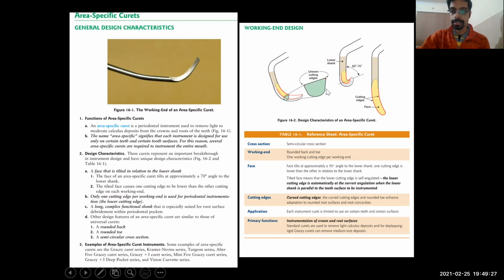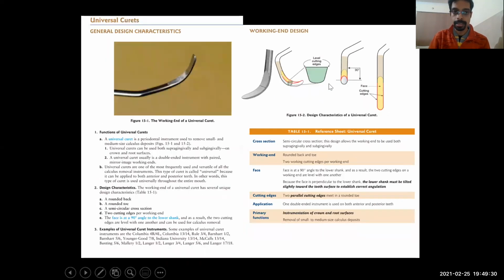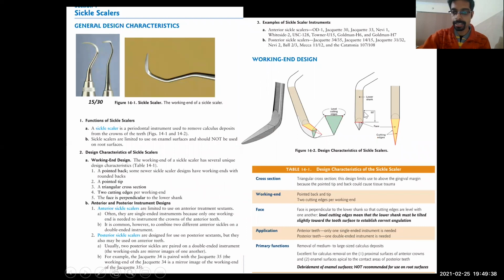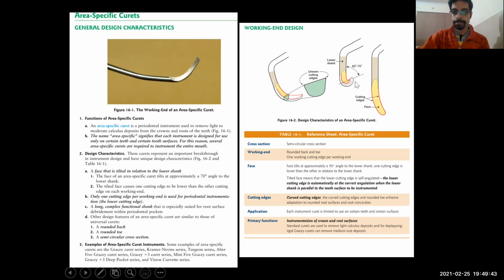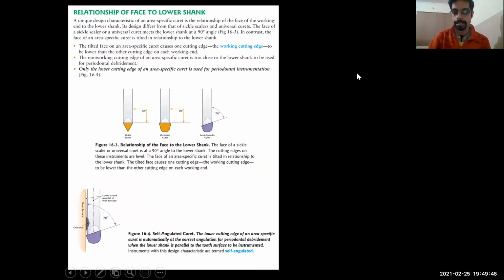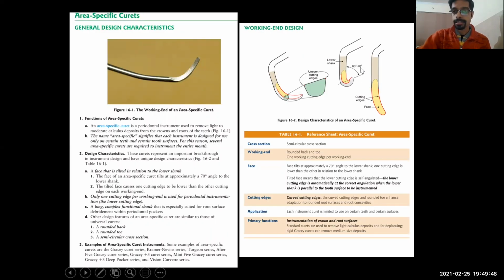Now, a very important thing: previously, in the universal curettes, there is a 90-degree angle between the face and the lower shank. In the scaler also, we have 90 degrees between the face and the lower shank. But in the area specific curette, we have an offset angle, that is, 60 to 70 degrees, as it is slanted to one side. So it makes an offset angle from the lower shank of 60 to 70 degrees. This is very important to be noted: it has an offset angle.